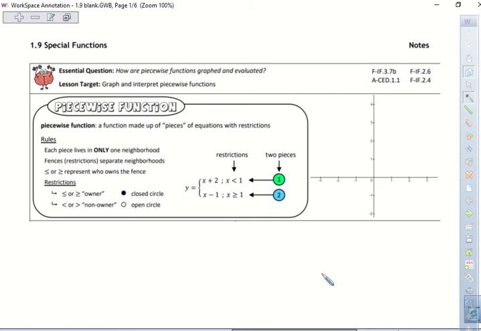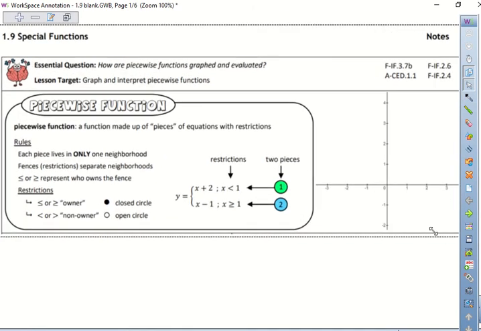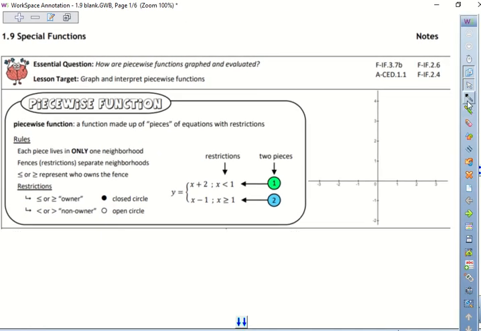So a piecewise function is a function made up of pieces of equations with restrictions. The easiest way I can explain it is basically if you had 2 or 3 different graphs of different functions and you cut them out into sections and kind of pasted them together. So you have one function here, one here, and one here. One picks up where the other one leaves off. So that's what a piecewise function is.